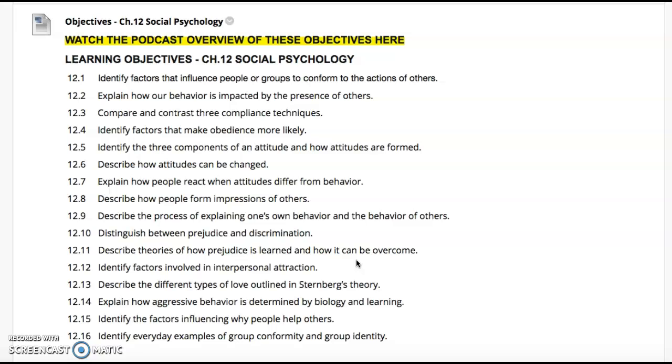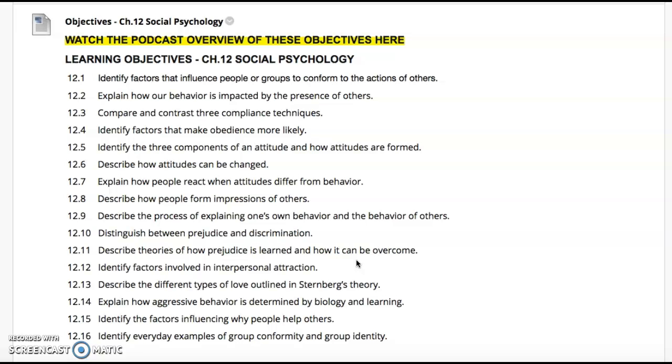We'll also look at aggression. Aggression is part biology, part learned, so we'll be examining the factors that make up those different aspects of aggression, and then flip it to look at prosocial behavior and the factors that influence why people help others. So helping behavior, right, is the opposite of aggressive behavior.